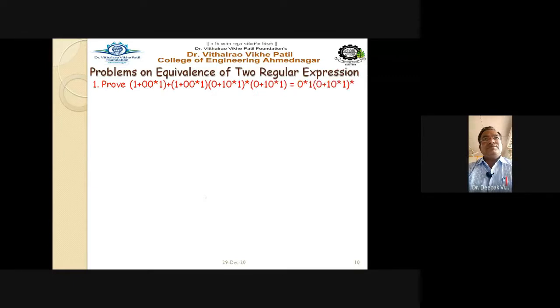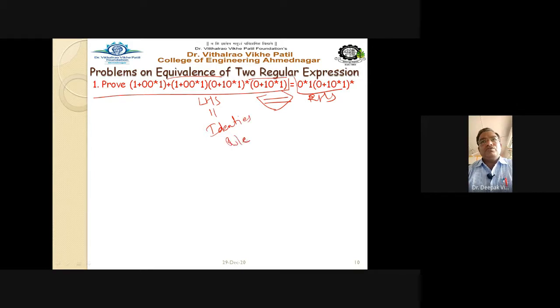So see here, the problems which are based on the equivalence of two regular expressions. Equivalence of two regular expressions means what? The left hand side of the regular expression is given, and this is the right hand side of the regular expression. You have to prove that LHS is equal to RHS. And while proving this, we have to use the identities, the identity rules which we have just now seen.